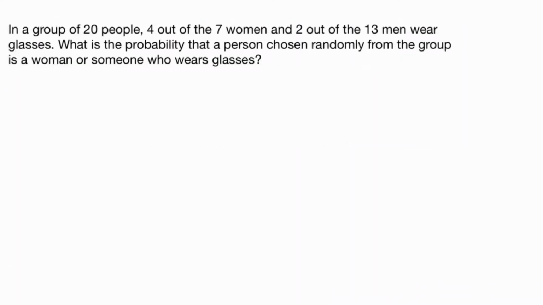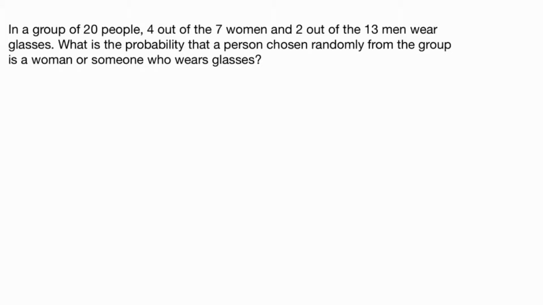In the next question, we have a group of 20 people. 7 are women and 13 are men, and 4 out of the 7 women wear glasses and 2 out of the 13 men wear glasses. The question asks, what is the probability that a person chosen randomly from the group is a woman or someone who wears glasses? We can solve this question in two ways, so I'm going to do it in two ways.